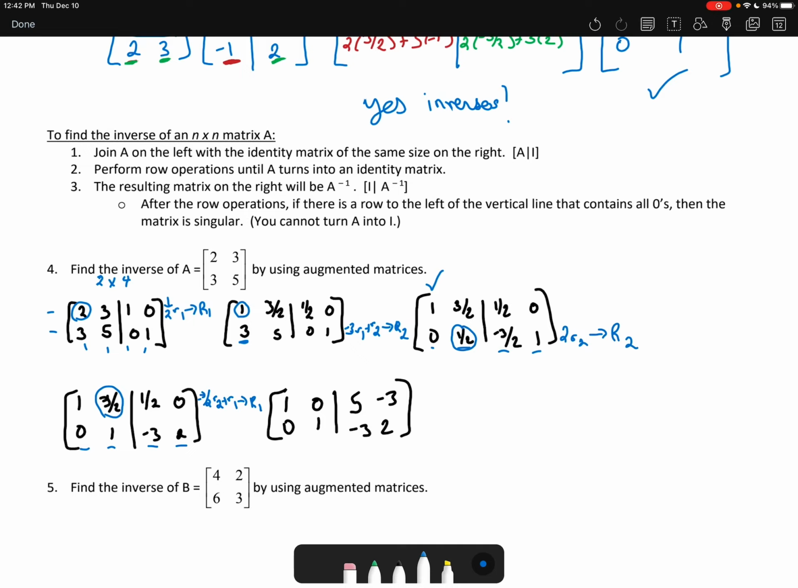Upon doing that, our new row 1 should turn into 1, 0, 5, and -3. We've successfully turned the left-hand side into the identity, which means what's left over here on the right-hand side is the inverse of A. So everything actually worked out really lovely on that one.